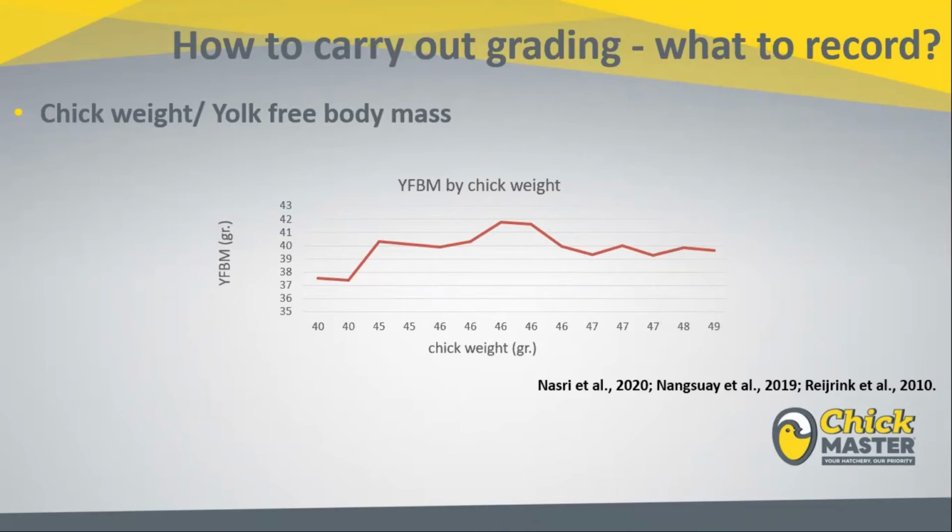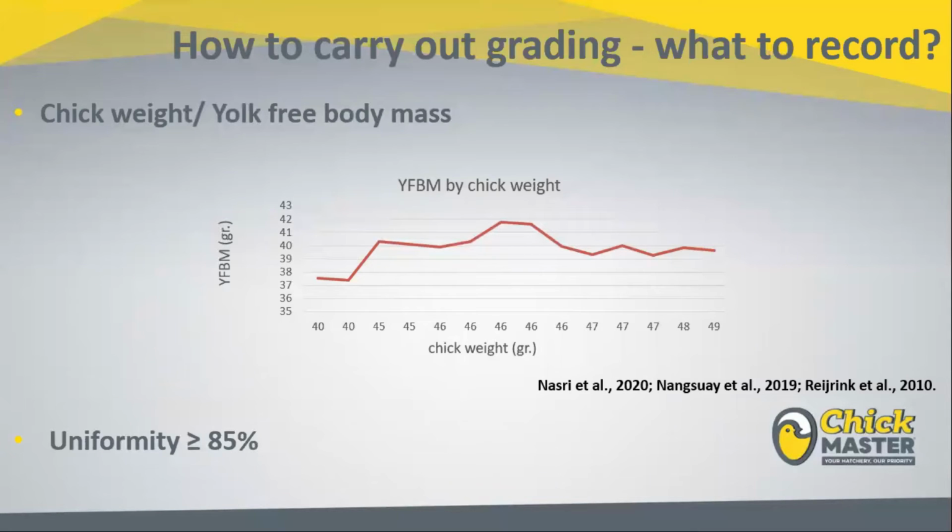Many studies confirm the correlation between this parameter and the results in the field. In this graph, we try to represent the relation between the yolk-free body mass and the chick weight. We can see that we can have an increase of the chick weight that doesn't correspond to an increase of the yolk-free body mass. Another very important parameter to consider is the uniformity percentage.